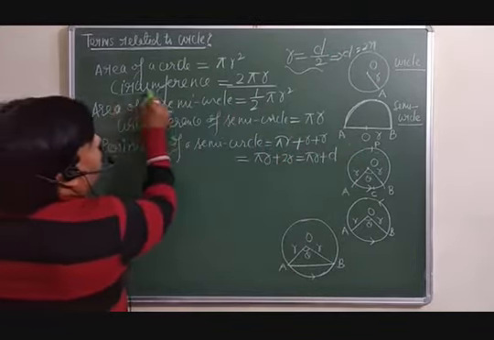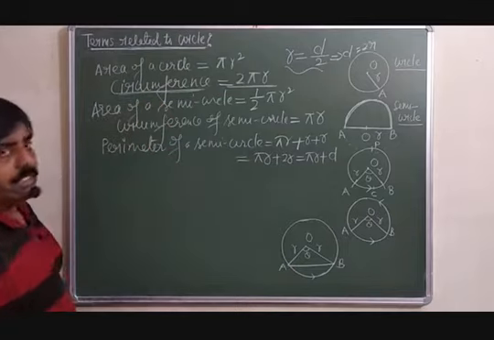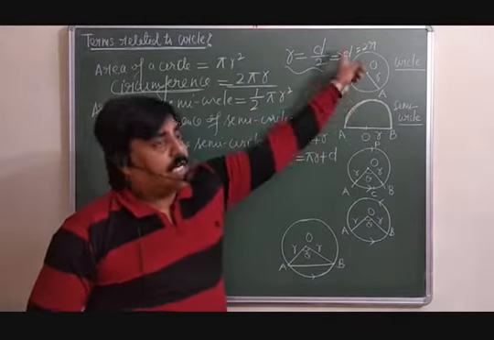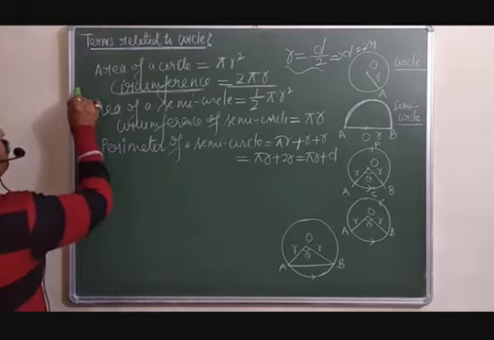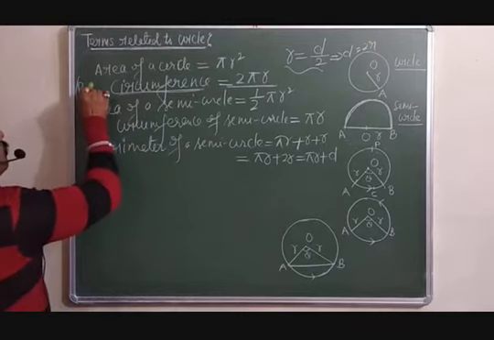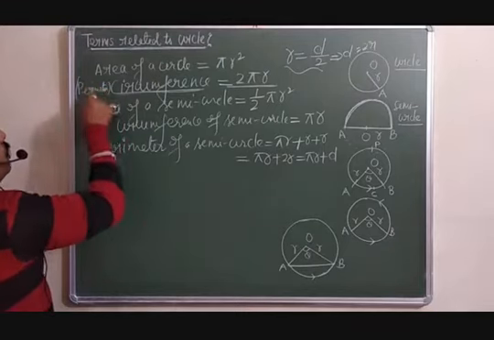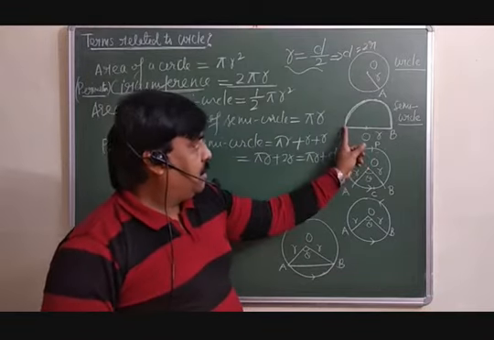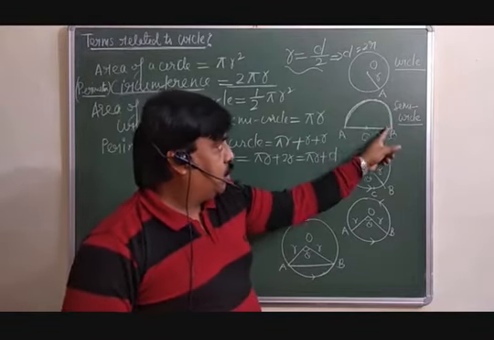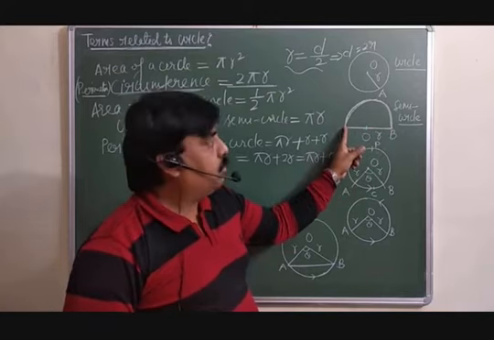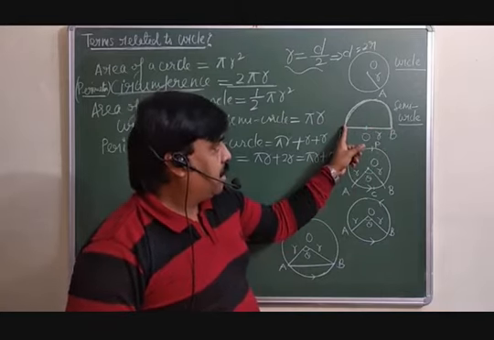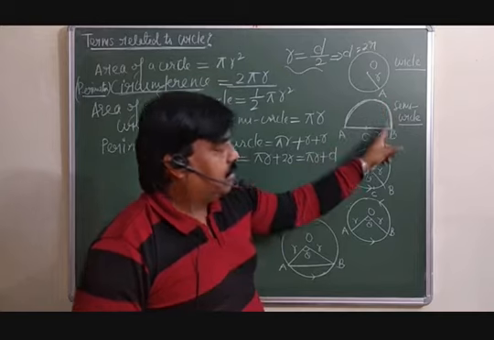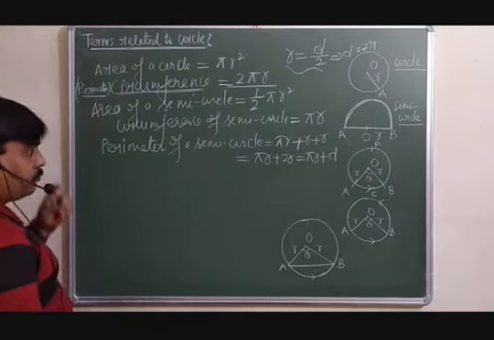The circumference of the circle is also what you can call the perimeter, because the outer boundary and this one are the same. Here the outer boundary is the perimeter. If you are talking about the circumference of the semicircle, then this is the circumference of the semicircle.